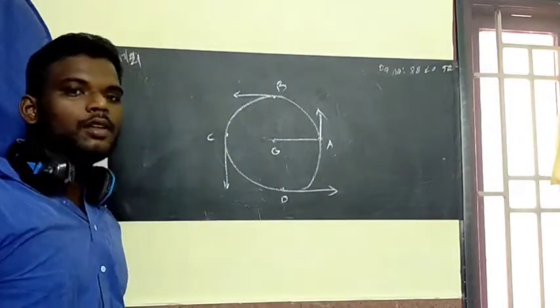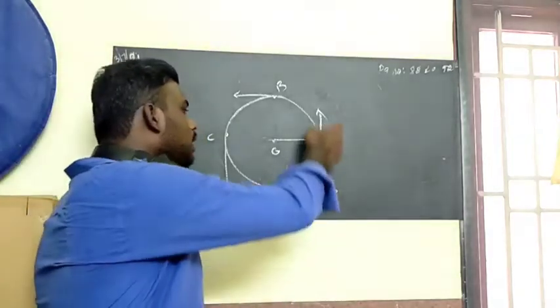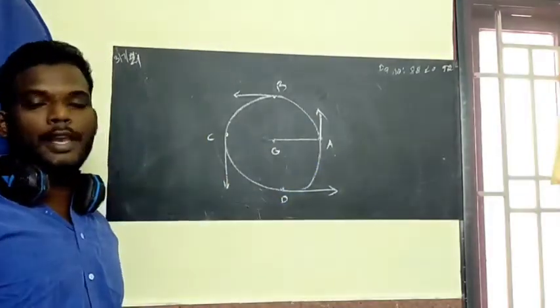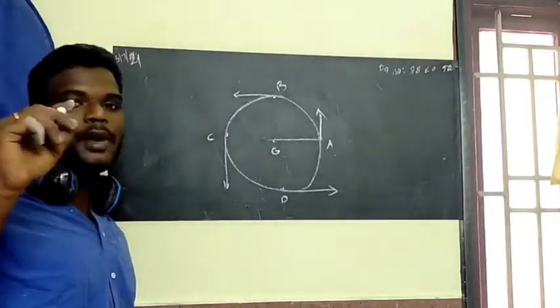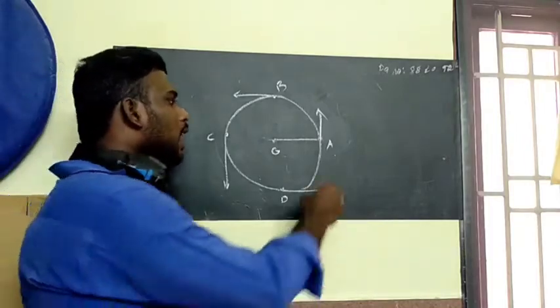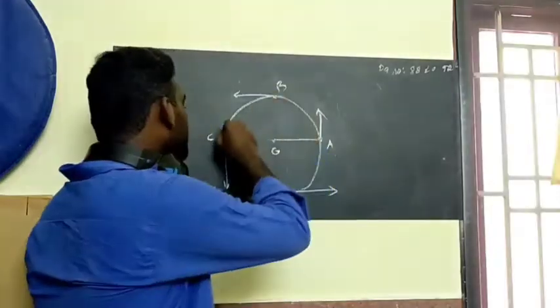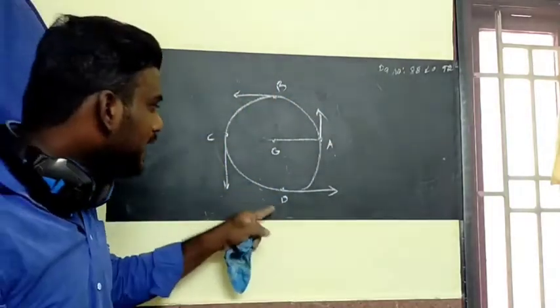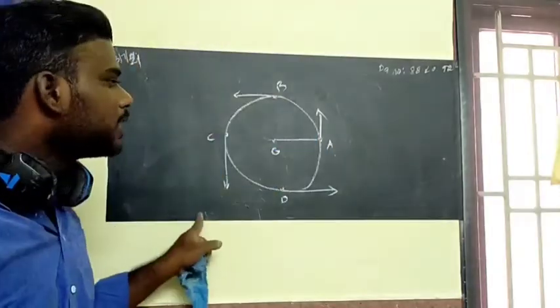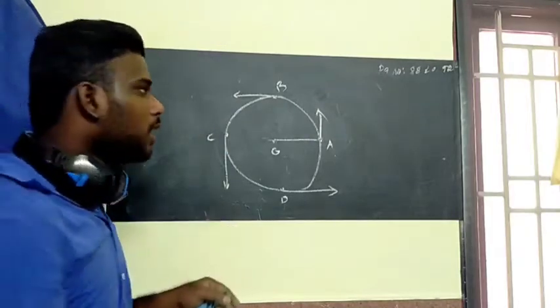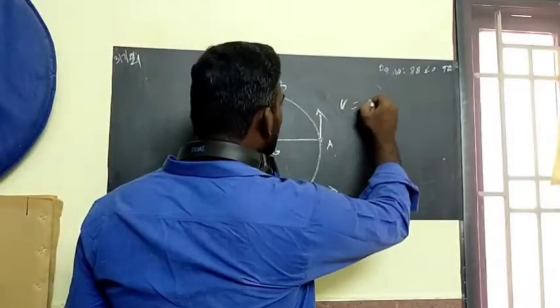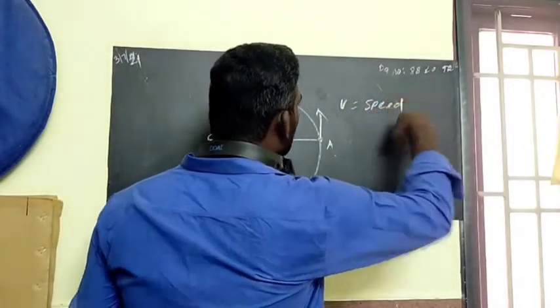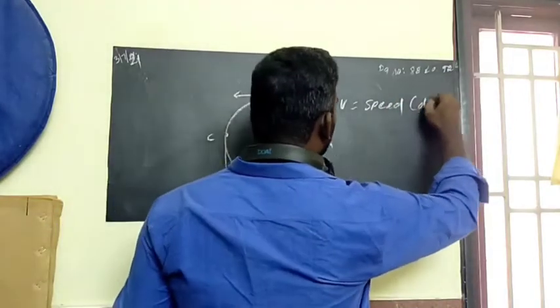But what I am telling is, when an object is moving in a circular path with a uniform speed, if you are measuring the speed of the particle at points A, B, C, D, they are the same. But the direction of velocity at every point keeps on changing, you know. Exactly, as I told you, velocity equals speed in a given direction.